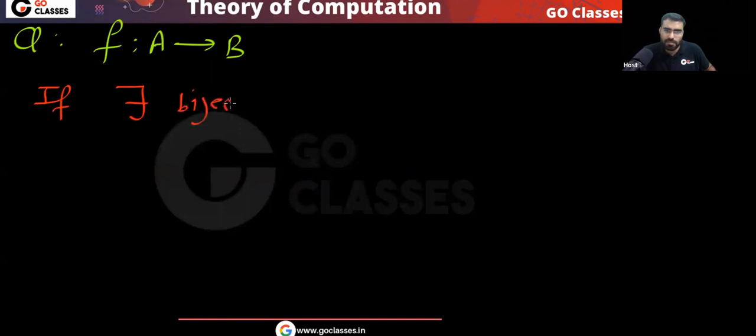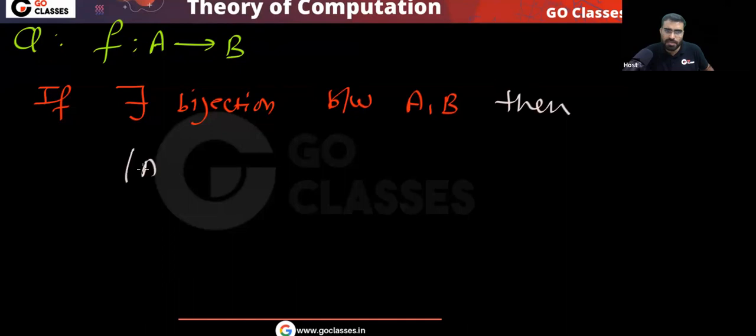A simple question I'm asking. If there is a bijection from A to B, what can you say about their cardinality? Let's assume f is a function from A to B. If there exists a bijection between A and B, then their cardinality will be the same. Set A has the same cardinality as set B. This you already know. Very simple point.